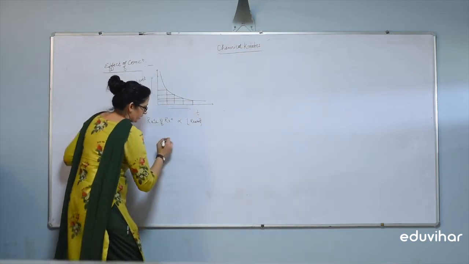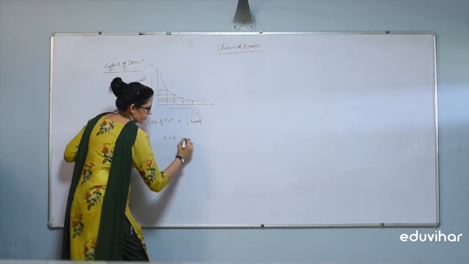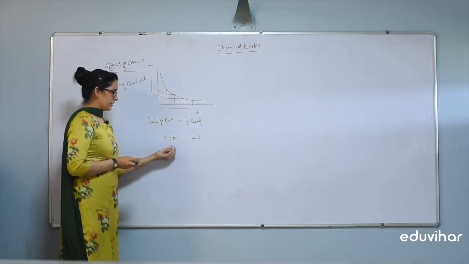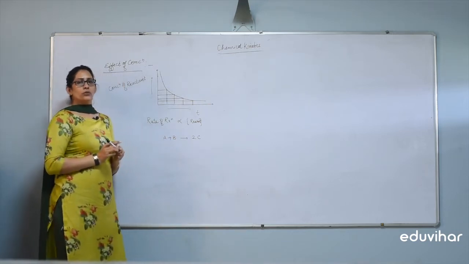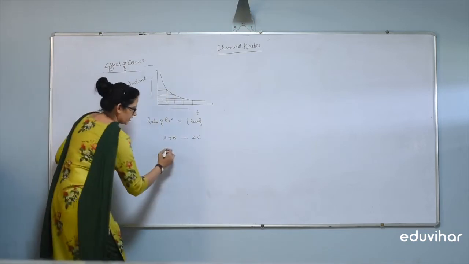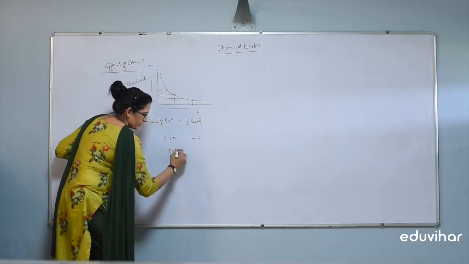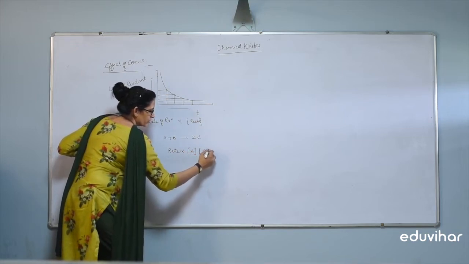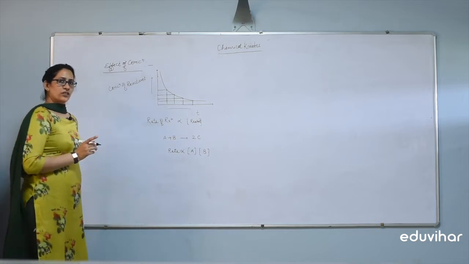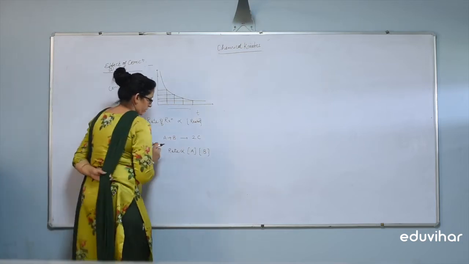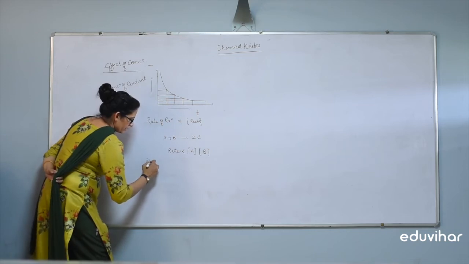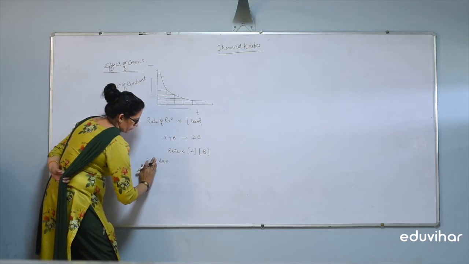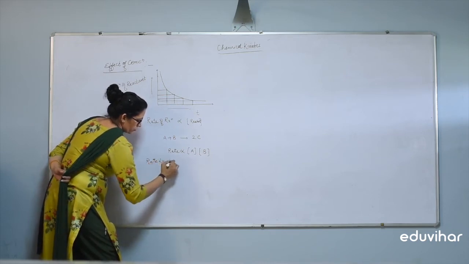This is explained by law of mass action. For example, A plus B changes into 2C. A plus B, A is a reactant, B is also a reactant, that changes into 2C, that is known as product. The rate is proportional to concentration of A and concentration of B. This is explained by the law of mass action.